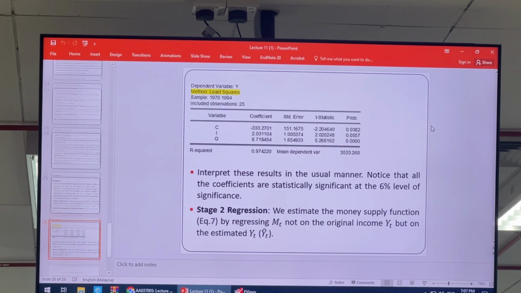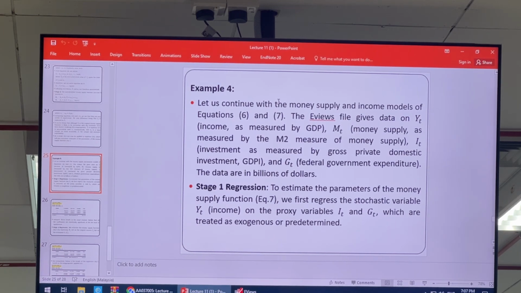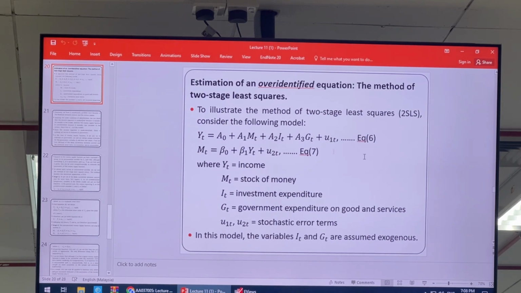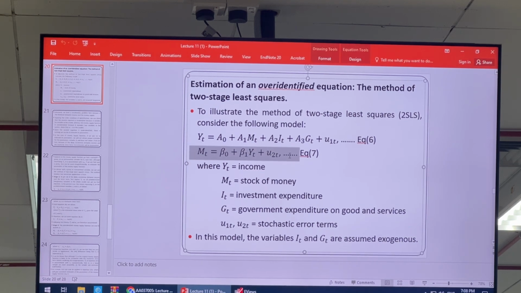So consider the same example. Now let us continue with the money supply and income model of equations 6 and 7. But we know that for the first equation we cannot get an estimate; we are only able to get an estimate of the second. Since it is over-identified, we cannot use ILS. We have to use two-stage least squares, which requires us to get the fitted value of y, so that we use the fitted value instead of the original series.